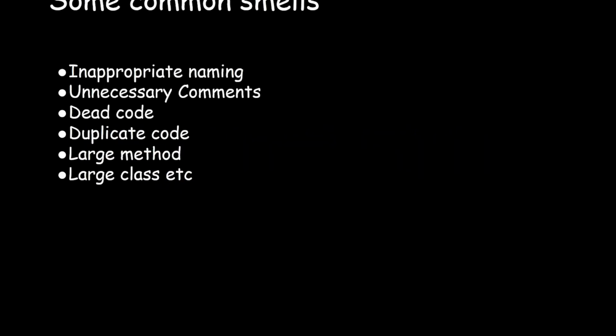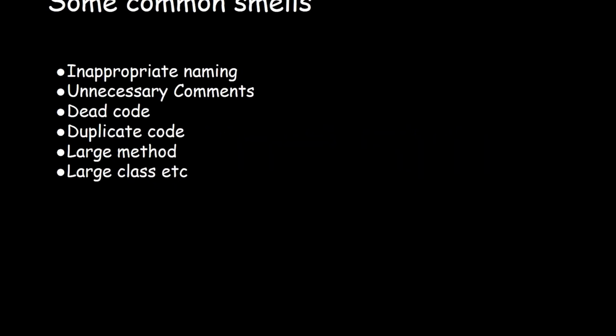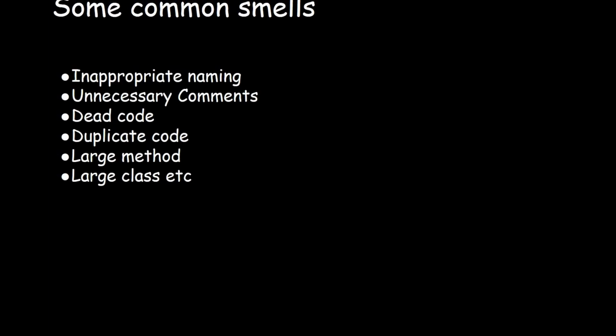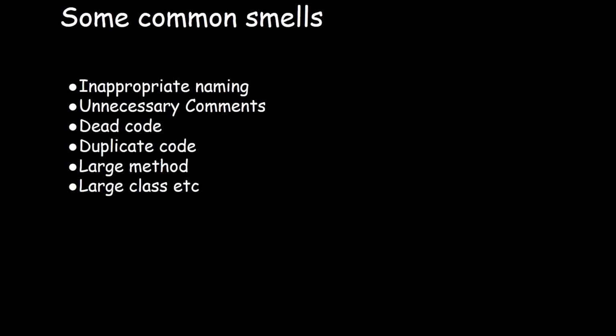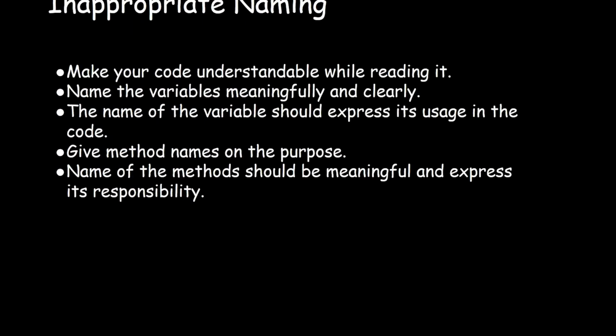Oh, okay, I get it. But what are code smells? What am I talking about? There is some classification of the code smells. These are some examples or the names. Number 1, inappropriate naming, unnecessary comments, dead code, duplicate code, large method, large class, etc. Each of them is self-explanatory. We generally write these types of code. So let's describe what each one is, one by one.